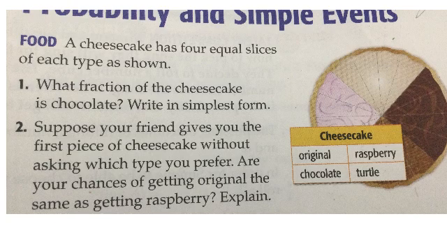So a cheesecake has 4 equal slices of each type as shown. So you see we have 4 different kinds of cheesecake. We have original, raspberry, chocolate, and turtle. Right here the original has 4 slices, the raspberry has 4 slices, the chocolate has 4 slices. And then the turtle we can't see right here, but it also has 4 slices, because it tells us each one has 4 equal slices.